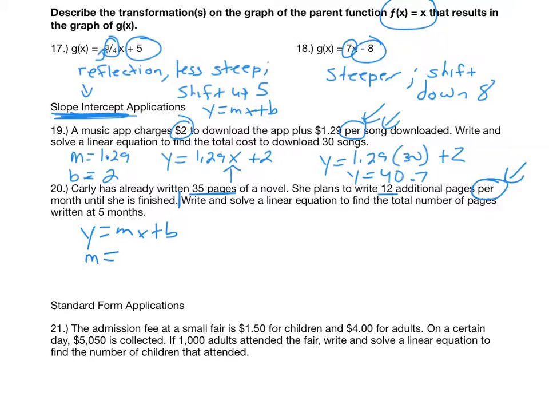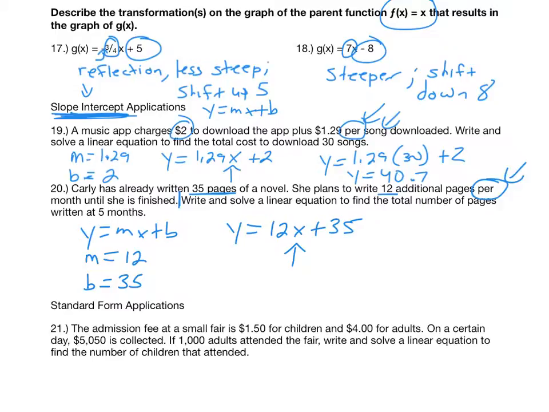What's our M? What's our rate? It says 12 additional pages per month, so it's going to be 12. And what's our constant? She's already written 35 pages. That's our starting point, that's our constant. All right, so that's going to be y equals 12x plus 35. What does x represent? X represents the months, the amount of months that go by.